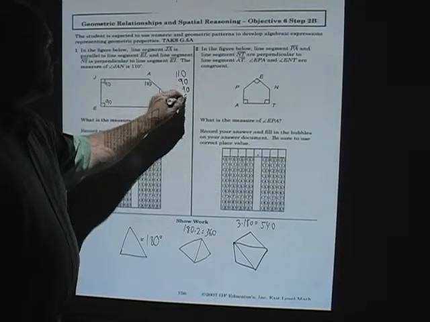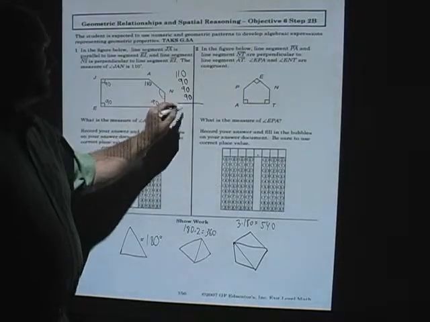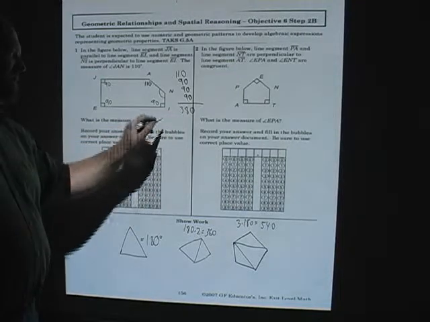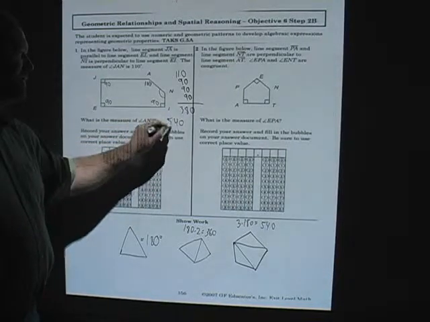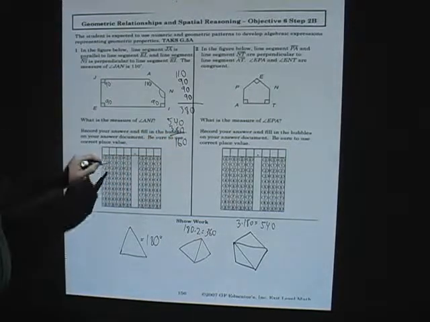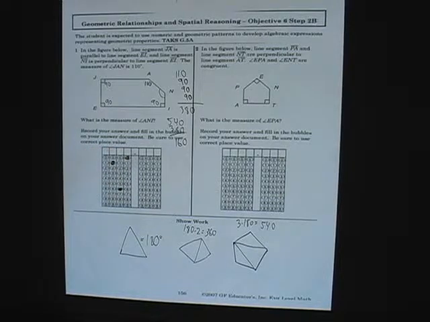So what we can do is add these 4 angles up, and you get 380. And then you just subtract 380 from 540, and you get 160. So you would bubble in 160 just like that.